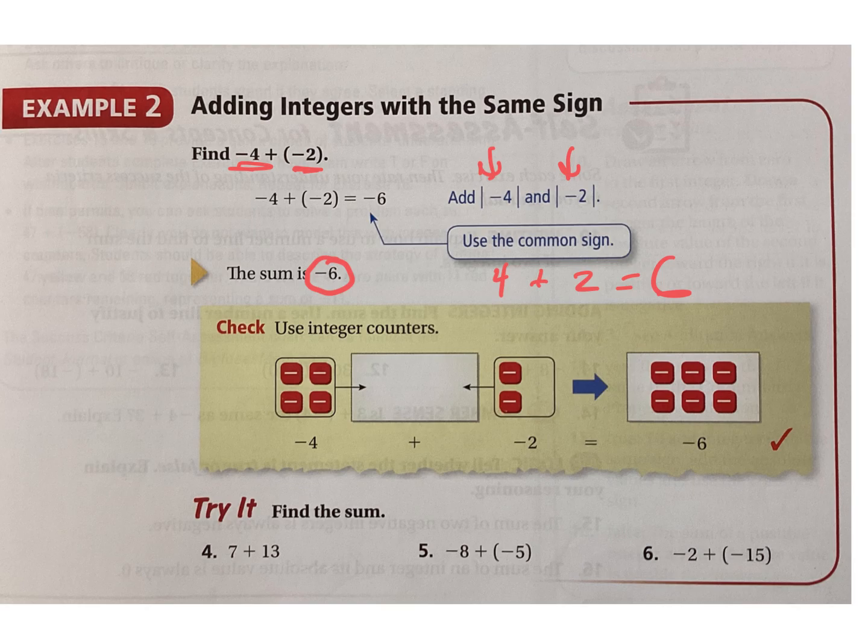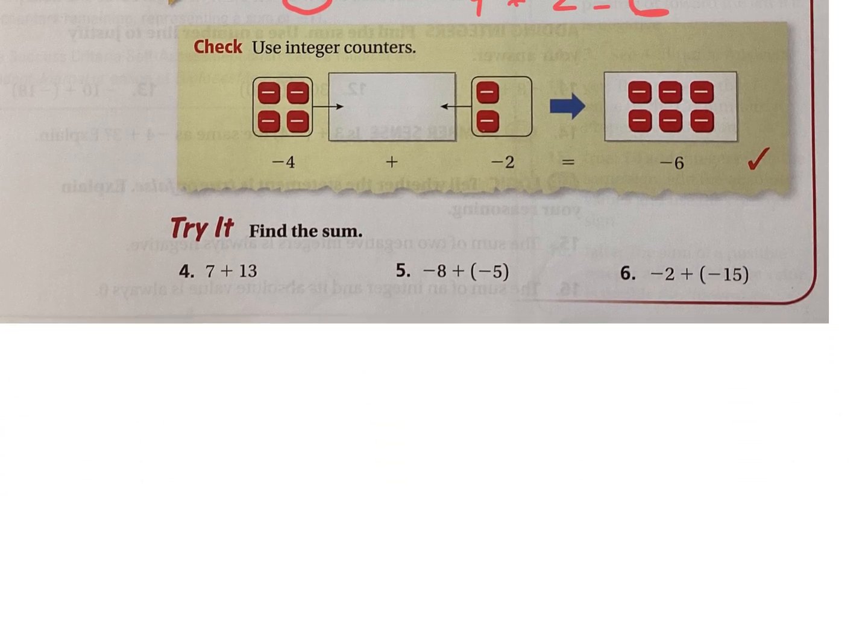Let's do the triad here. We have 7 plus 13. That's something you've done for a long time. It's 20. They have the same sign. It's positive. Okay, next one, you have a negative 8 plus a negative 5. I know that the absolute value of negative 8 is 8. Absolute value of negative 5 is 5. I add those together, gets me 13. I got to go with the common sign, which is negative. So a negative 8 plus a negative 5 is a negative 13.